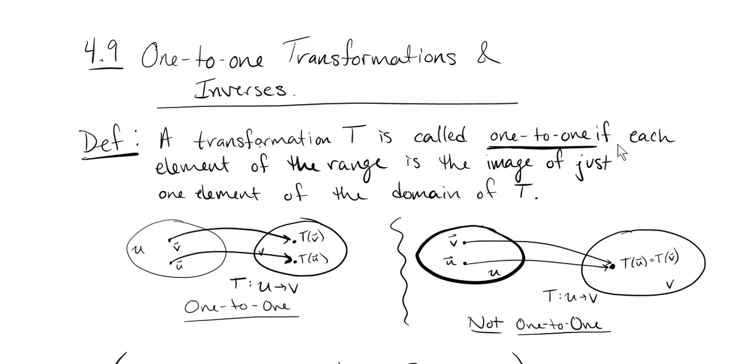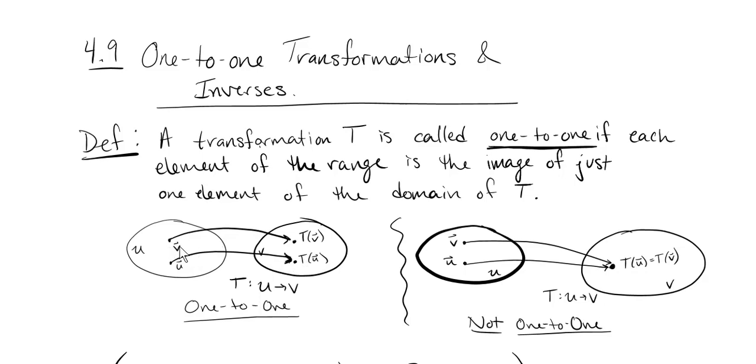A transformation T is called one-to-one if each element of the range is the image of just one element in the domain of T. I've drawn little pictures here of the two possible situations. A one-to-one transformation has this sort of look: if you start with two different inputs, you get two different outputs. A case of something not being one-to-one would be where you start out with two separate inputs, vectors u and v, but they both map to the same element in the codomain, in the range. T of u equals T of v.